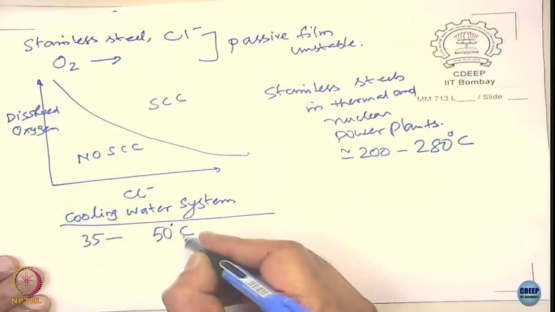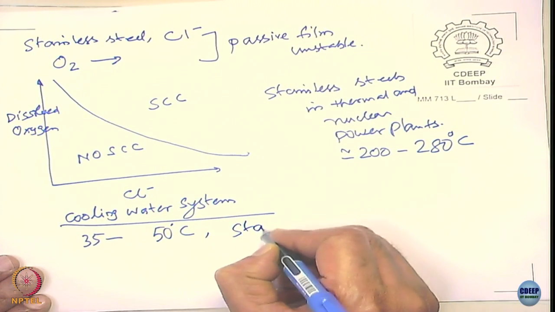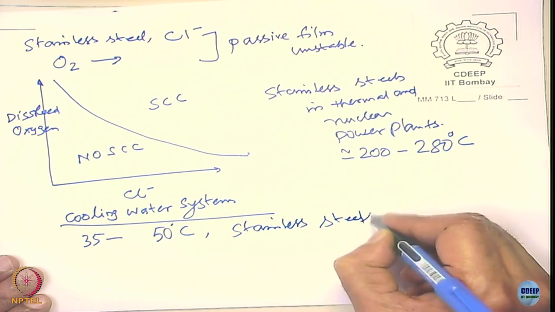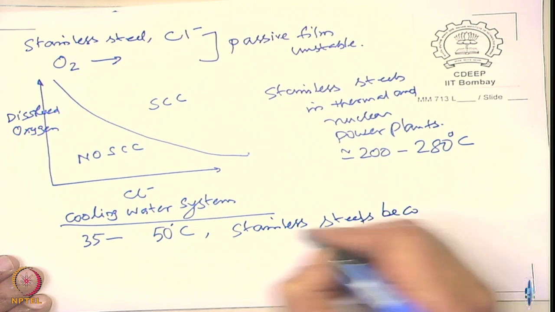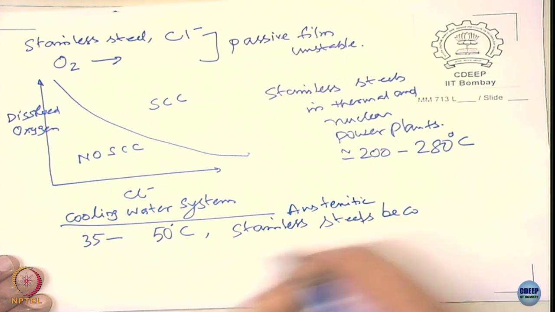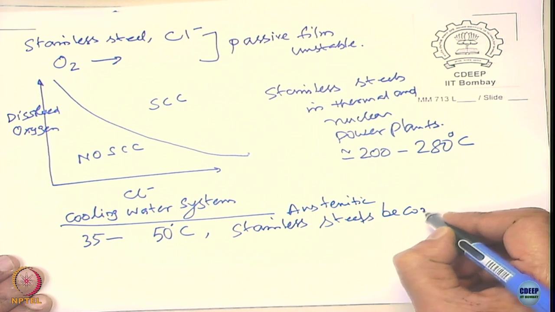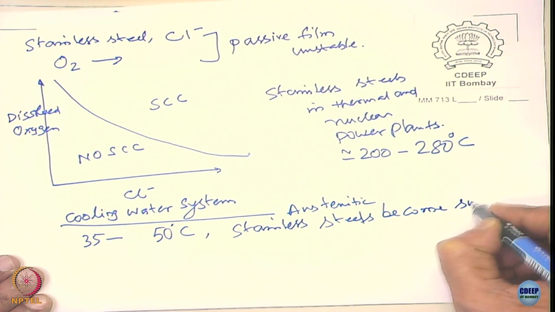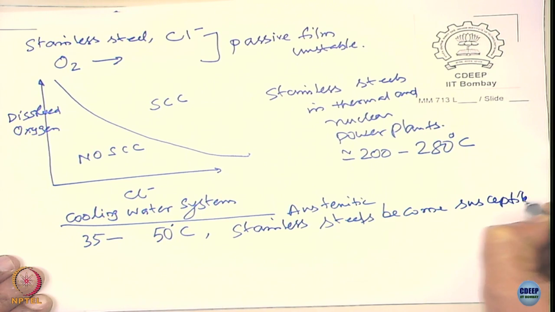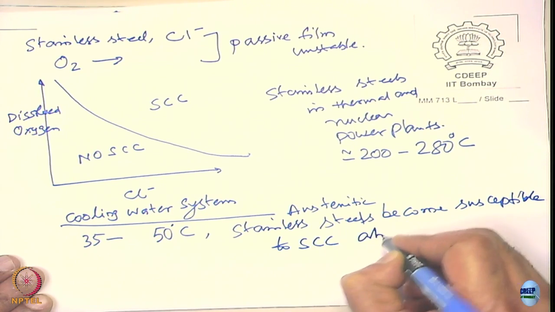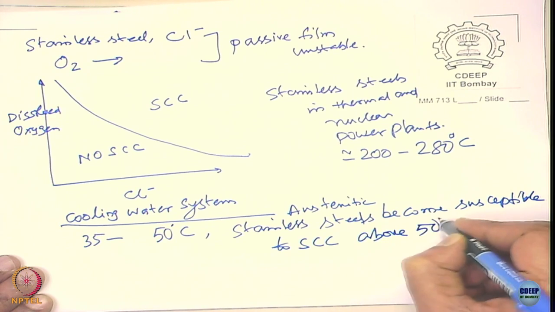But then if you are going to use chlorides, what happens? The stainless steels become prone to, when I say stainless steel, I mean austenitic. Please make this change. Austenitic stainless steels become susceptible to SCC above 50 degrees Celsius.